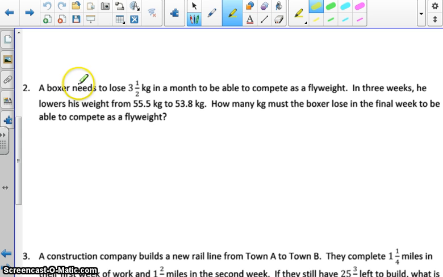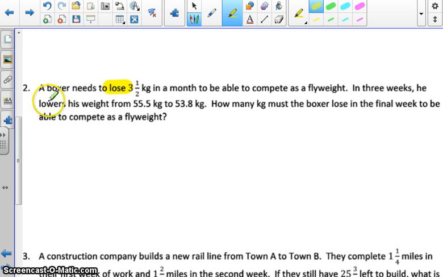Now, the boxer in this scenario needs to lose weight. So lose is going to be a keyword. He's losing weight, so he's trying to get rid of it. So that's a clue there. In a month, to be able to compete as a flyweight. None of that is relevant. Read it, understand it, but we need to focus on the main key terms here.